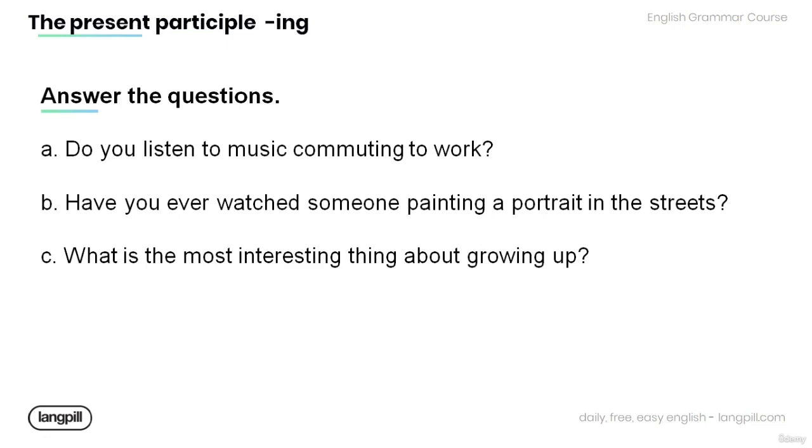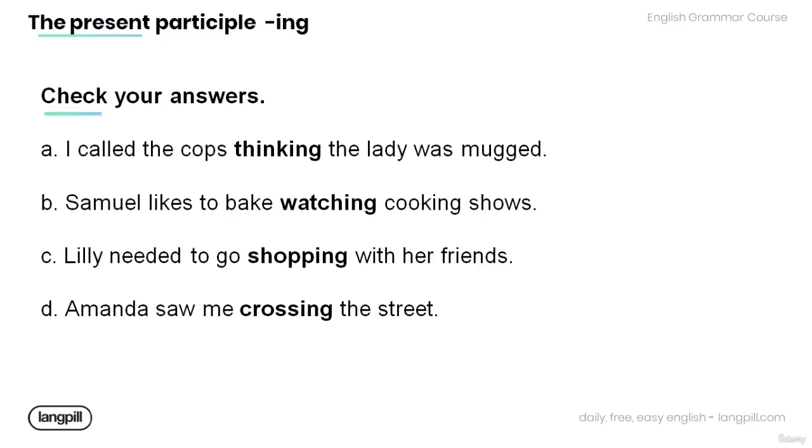And now, let's check your answers. I called the cops thinking the lady was mugged. Samuel likes to bake watching cooking shows. Lily needed to go shopping with her friends. Amanda saw me crossing the street.